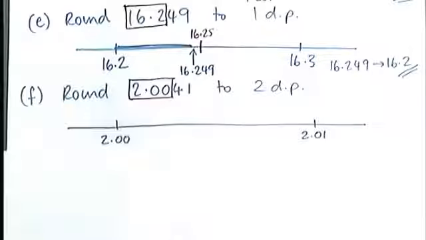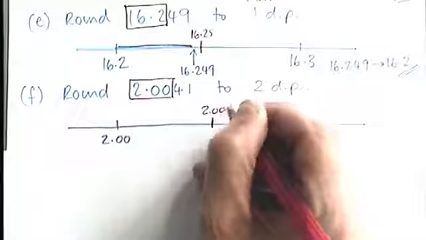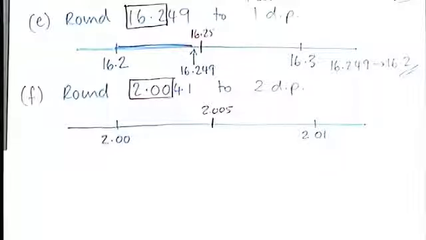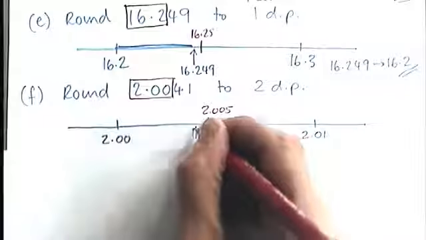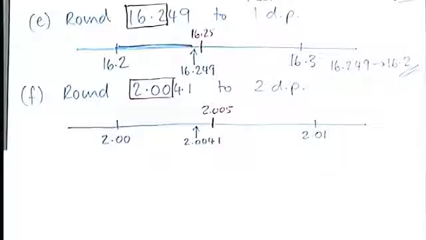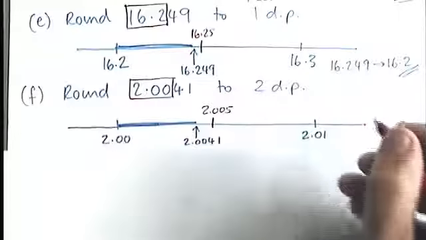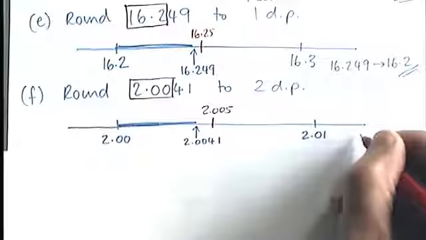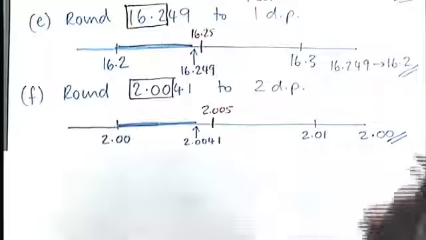Where does halfway lie? Well, halfway is going to be here, 2.005. And the number we're trying to round is this one, 2.0041. And therefore you can see quite clearly it's closer to 2.00. So I would write my rounded answer 2.00.